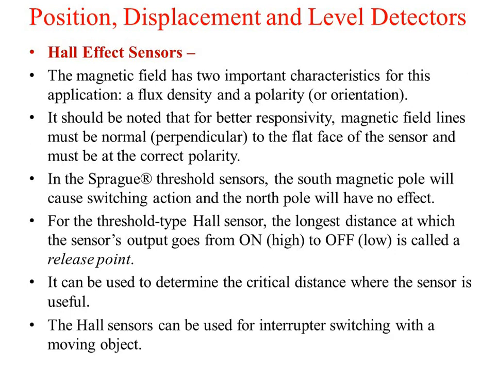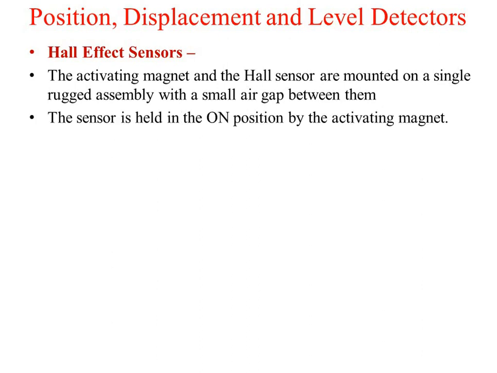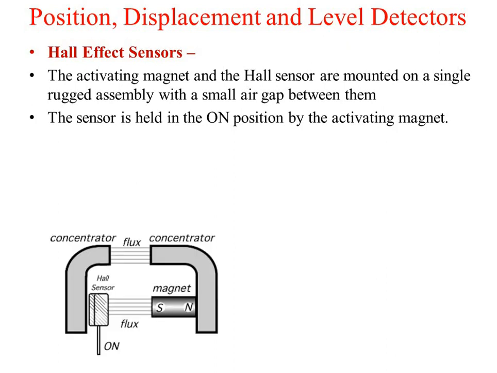Okay, so the Hall sensor can be used as an interrupter switch with a moving object. The activating magnet and the Hall sensor are mounted on a single rugged assembly with a small air gap between them. So the sensor is held in position by the activating magnet. Here is an example of this. Here is the magnet, and this magnet's south pole will cause on and off of this flux.